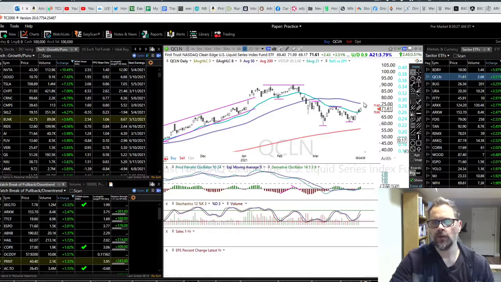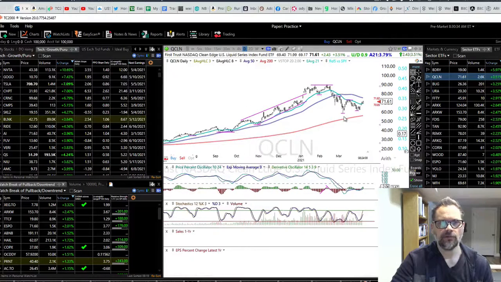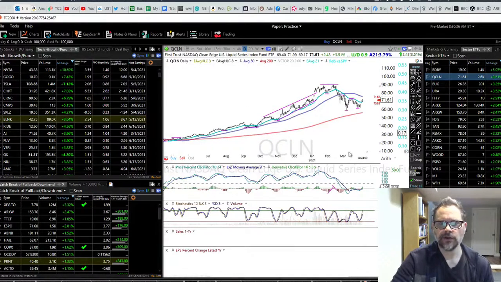I'd want to see the 21 get up above the 50. So we have the 50 sloping down. When you look back at this huge run, that's why I wanted to show you guys this idea of using the 21 and the 50 for long runs.